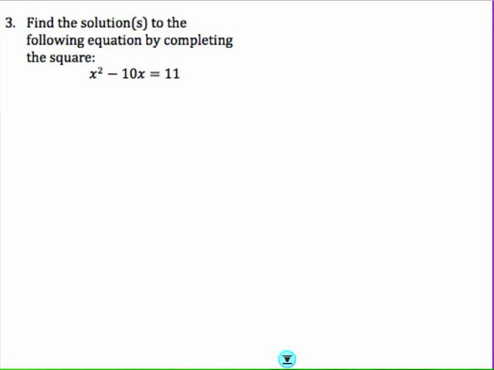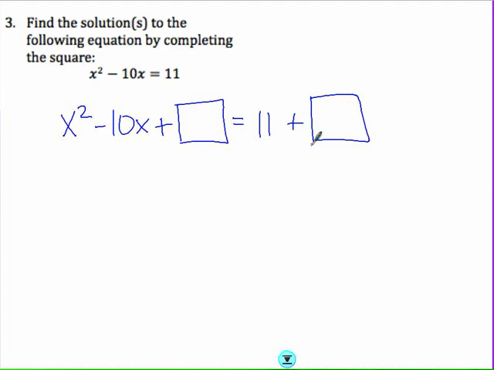If we go on to number 3, we can see that you find the solutions to the following by completing the square. Hopefully those of you that had me last year remember this. So we've got x squared minus 10x. Every time I'm completing the square, my first step is to add a box or add a square, if you want to remember it that way. But if we do something to one side of my equation, I have to do it to the other side of my equation. What do I put in that box, though?